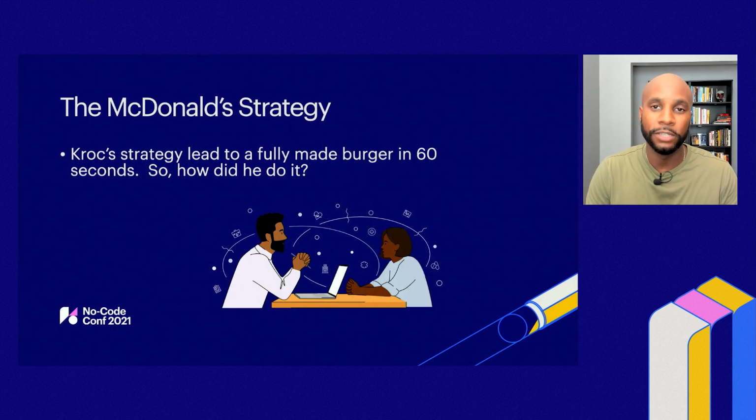So ultimately, what differentiated him was the McDonald's strategy. Ray led to a fully made burger in 60 seconds. And every time that burger was made, it was exactly the same every single time. So he was able to create continuity in what he was developing his burgers with. Now, if you've had a Big Mac, double quarter pounder with cheese, you definitely know that when you go to McDonald's, you're getting that consistency every single time. Now, let's go ahead and break down his strategy.